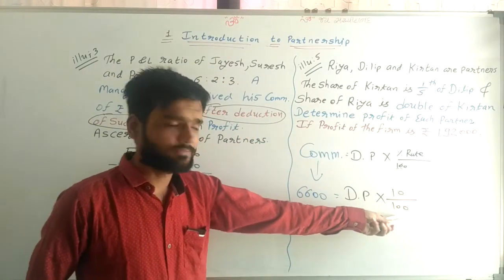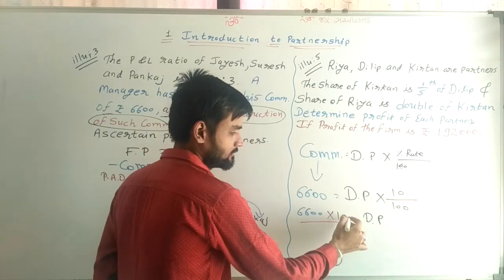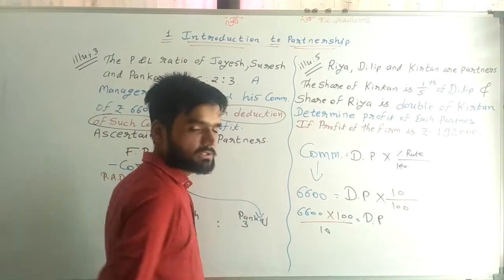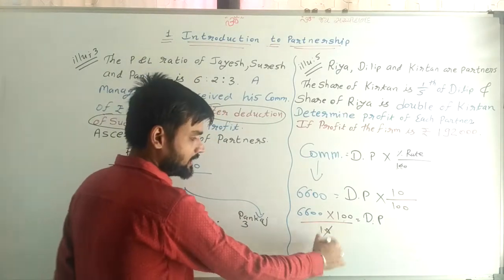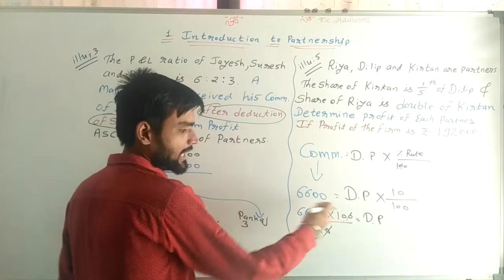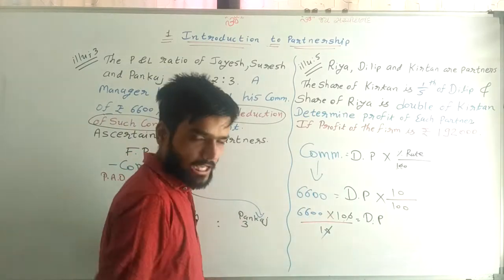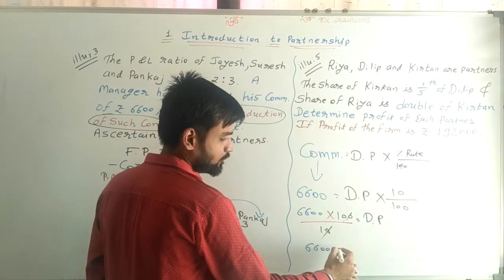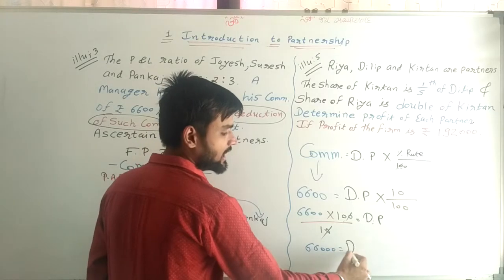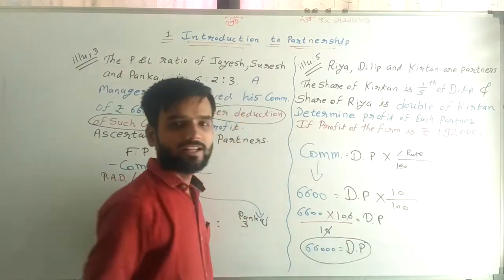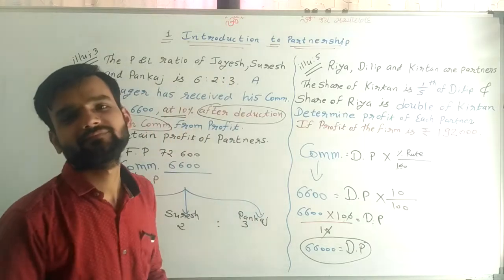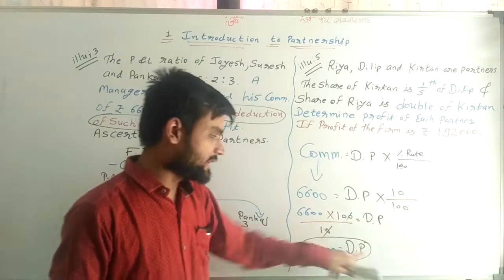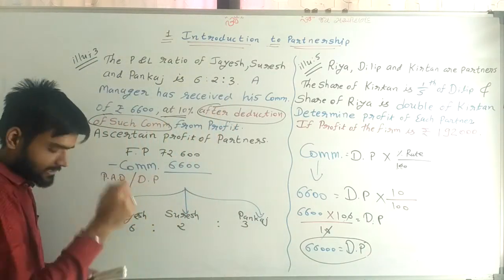Now we need to find the divisible profit. So change the side of 100, multiply with 100. And this is in multiplication. Change the side, divided by 10. 0, 0 cancel. Multiply both: 6600 into 10. Your answer: 66,000 rupees. That is my divisible profit. So in this way, by using the second formula, we can find the divisible profit. So you can write here, so the divisible profit is what?